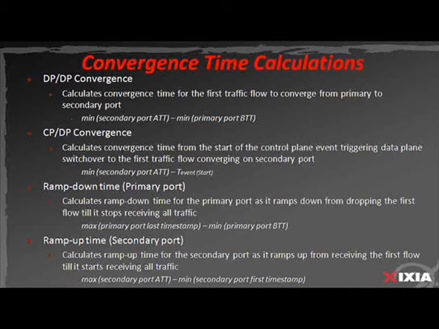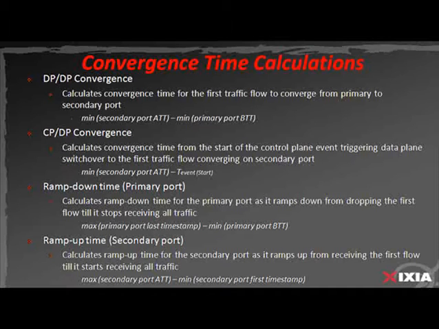The next convergence calculation as a part of IxNetwork 540 is the CPDP convergence. This convergence time calculates the amount of time it takes from the triggering control plane event, such as an OSPF route flap, BGP withdraw, or link up/down, all the way to the data plane switchover for the first traffic flow converging on the secondary port. Based on the graph we just looked at, this is the minimum value of the secondary port ATT, which is indicative of the first flow on the secondary port which crosses the user-defined threshold, minus the hardware-based timestamp of the triggering control plane event. IxNetwork is the only application which is capable of monitoring these triggering control plane events as well.